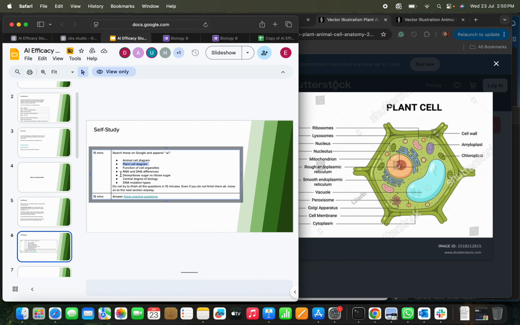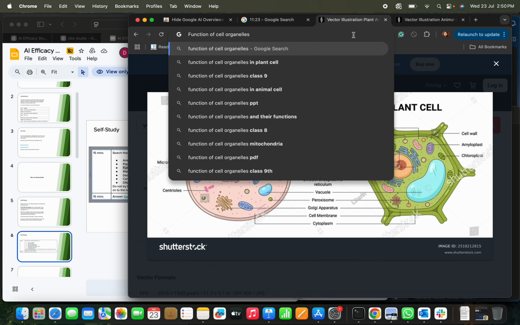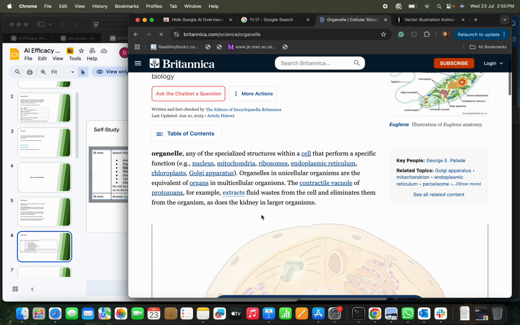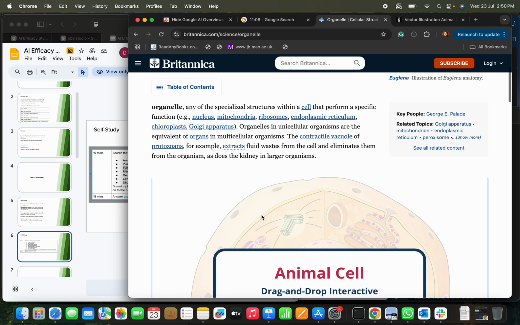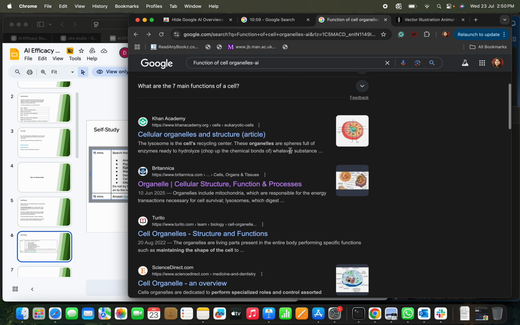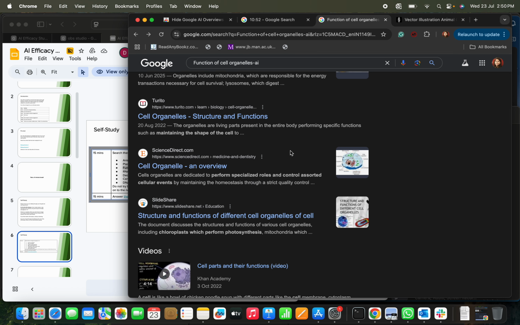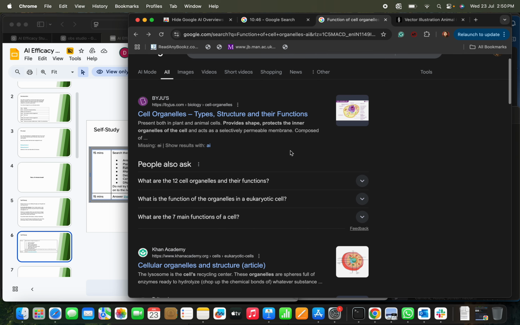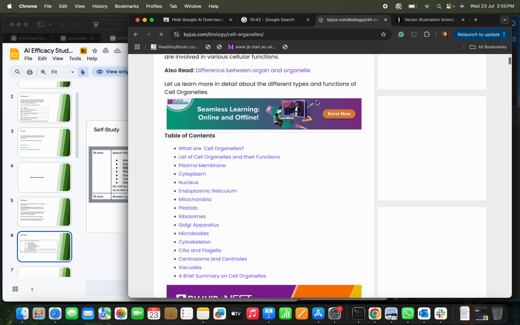Alright, let's go with the third one. I'll go with this side here. Organelle, I hope I'm pronouncing this correctly. Any specialized structure within a cell that performs a function. The question is like, this cell's recycling center. I have to go with this side, I guess.